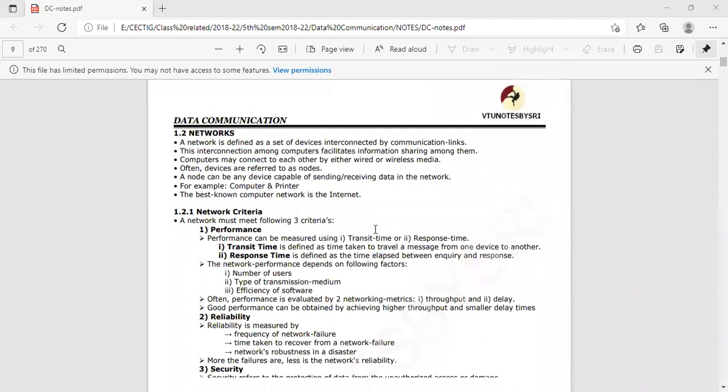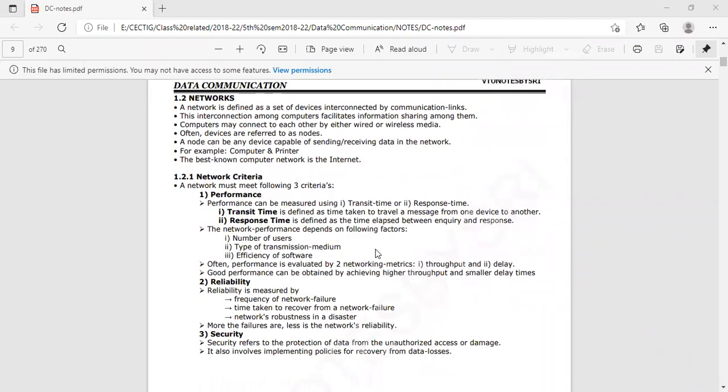So throughput and delay. Next, the second performance criterion is reliability. What is reliability? It is measured by the frequency of network failure, the time taken to recover from a network failure, and the network's robustness in a disaster. So reliability is measured by the frequency of network failure, time taken to recover from a network failure, and network's robustness in a disaster.